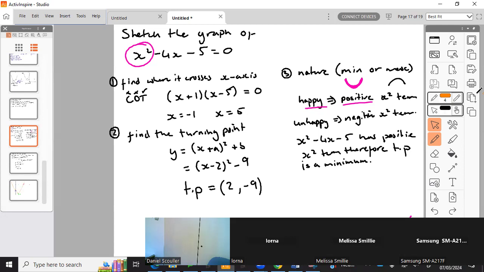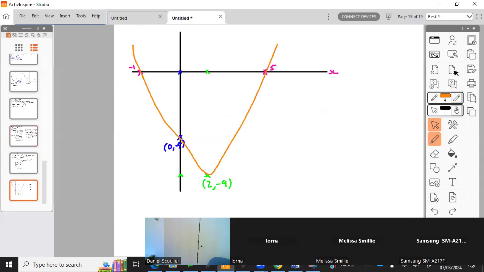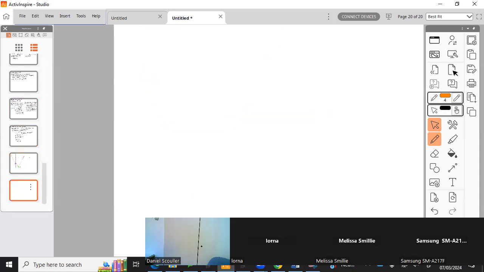Right, final part of quadratics. All right, that's as hard as it gets. Final part of quadratics.